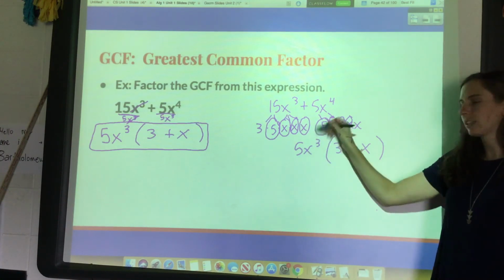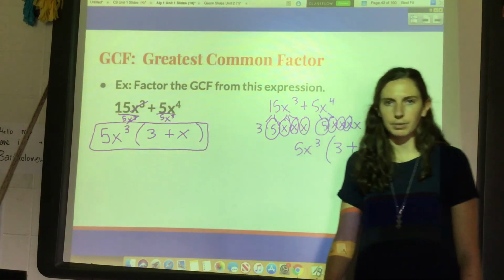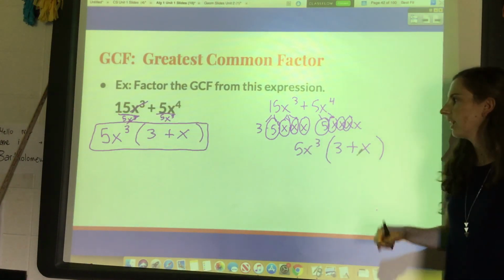So if you want to do it that way, feel free. I personally don't like to do all the circling, so I like to just see what I can divide them both evenly by. Whichever way works for you is fine.